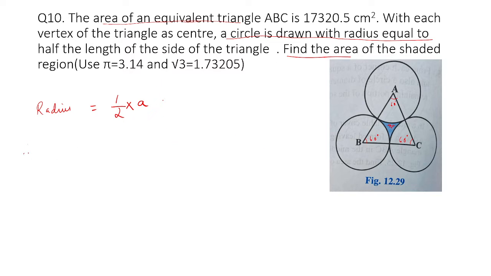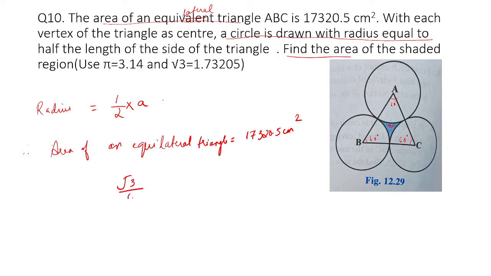Okay. Therefore, what is given to us? We're given the area of an equilateral triangle. It's given as equivalent, but it is actually a typing error that I made. It is an equilateral triangle. So this is given as 17,320.5 centimeters square. Now the area of an equilateral triangle is root 3 by 4 a square, right? Side square. So that is 17,320.5 centimeters square.